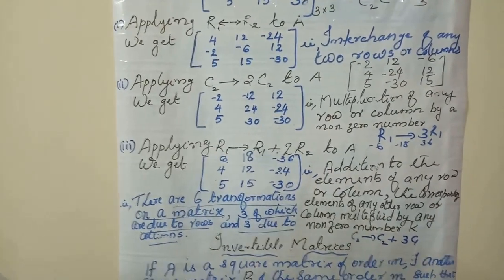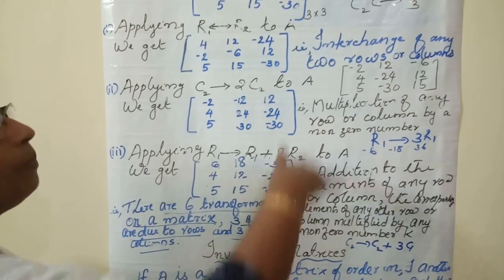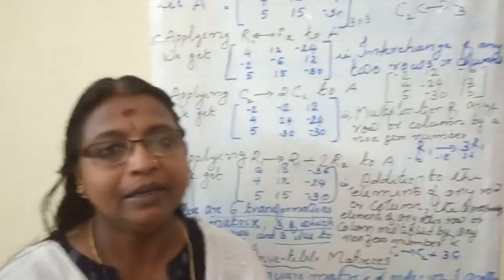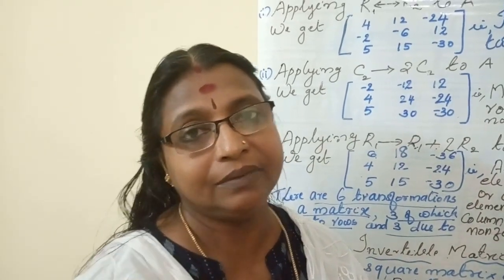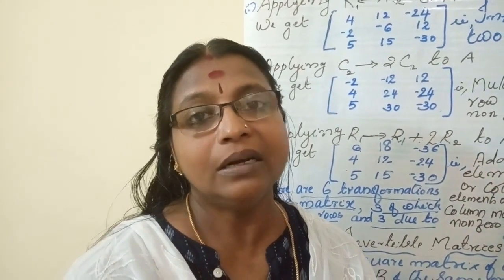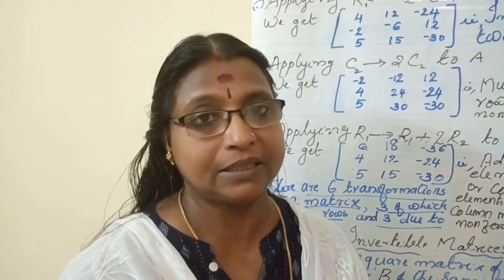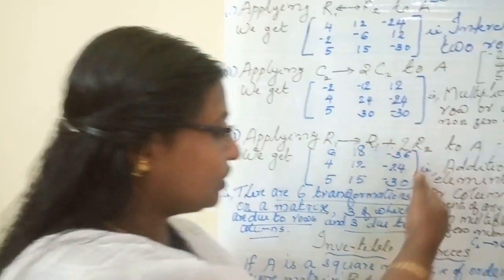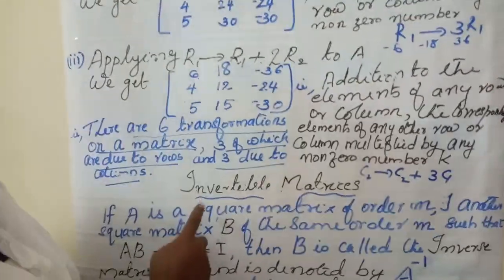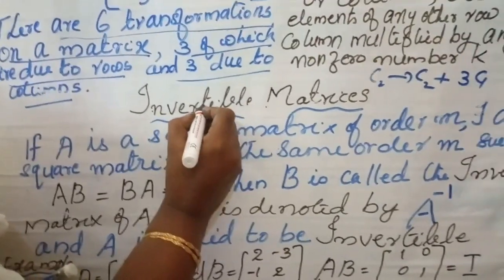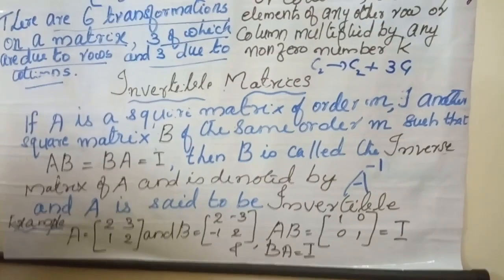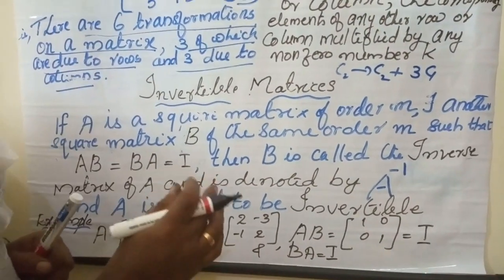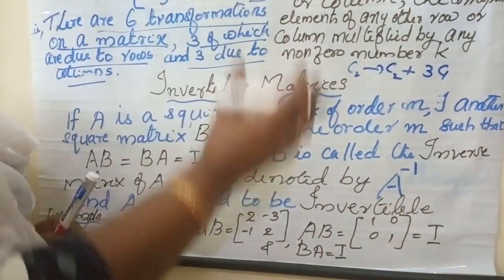Now we consider what is the need of this operation. What is the use, or how do we introduce this topic, elementary operation or transformation on a matrix? That is the introduction of the next topic. What is that? Invertible matrices. So first we can see the definition, then we can see the need of this transformation here.